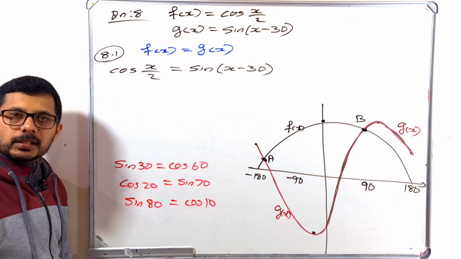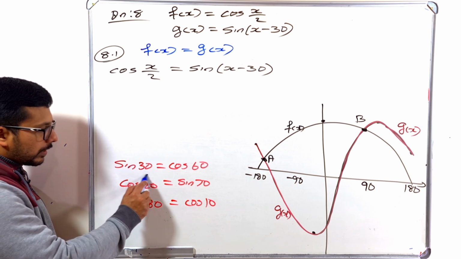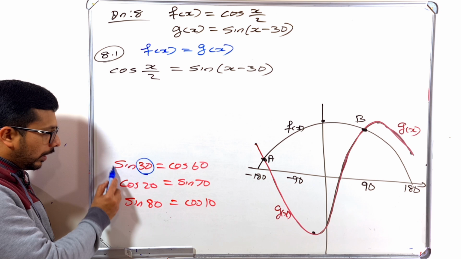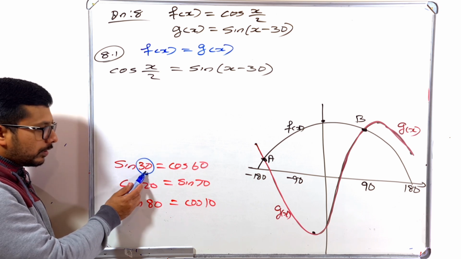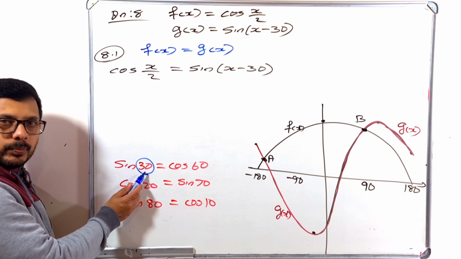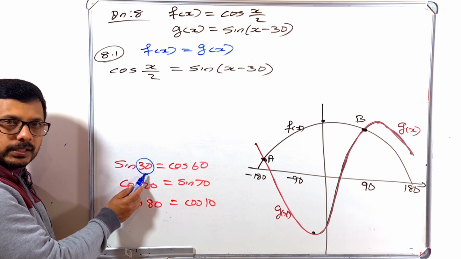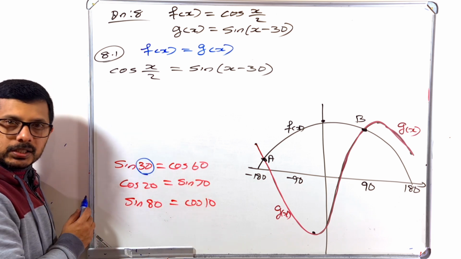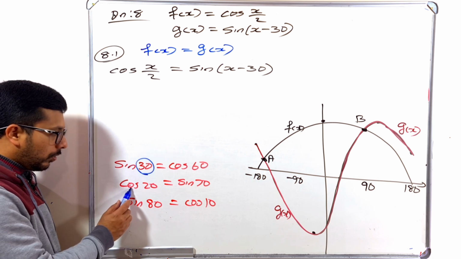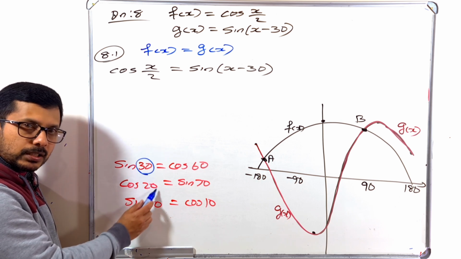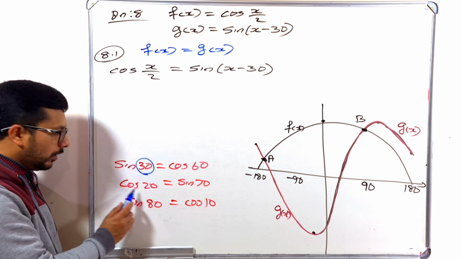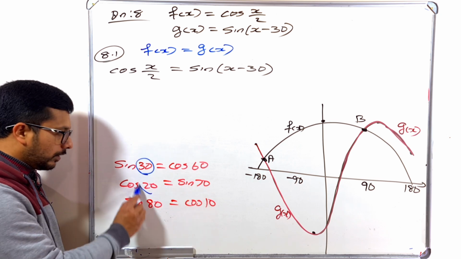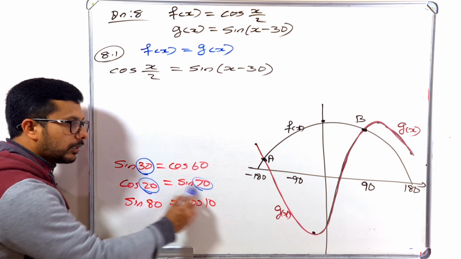How can you write like this? Look at this one. Here what is the angle? 30. Okay, sine of 30. Then if you want to convert this sine into cos, you just subtract from 90. 90 minus 30 is 60. So sine 30 is the same as cos of 60. Same applies here. Cos 20. You have to check what is 90 minus 20? 70. So cos 20 is the same as sine 70.